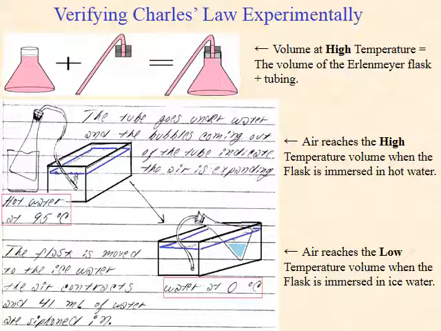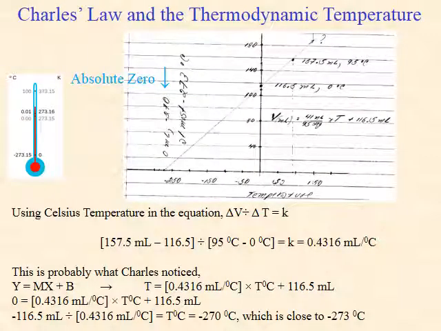The contraction of air creates a pressure gradient that draws water into the flask until the pressure inside the flask equalizes with the barometric pressure. The low temperature volume is computed by subtracting the volume of water drawn into the flask from the high temperature volume. Charles' law also yields another, even more interesting result.